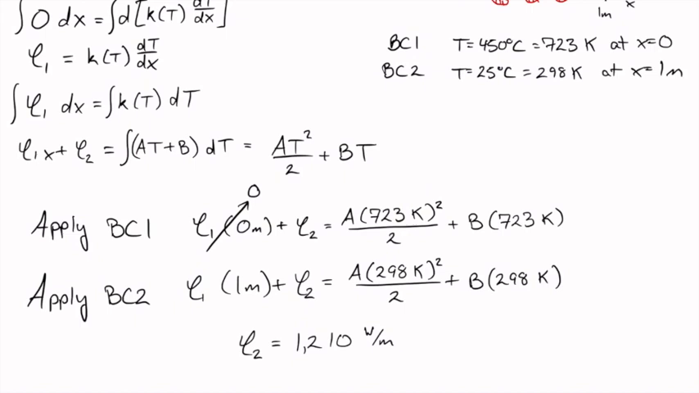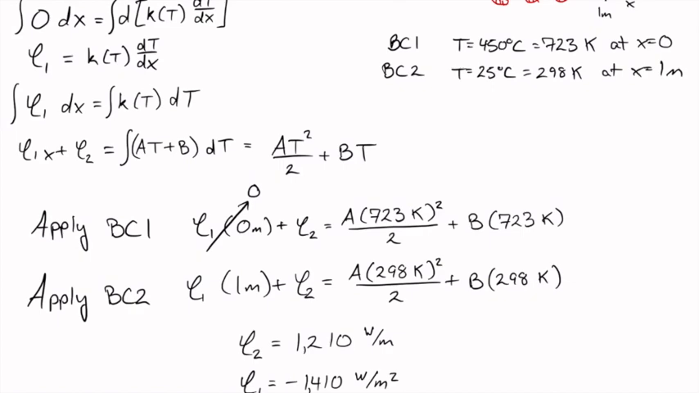Take care to make sure that your units are correct, and one way you can check to see if you've derived a correct solution is often that you get reasonable units. Next, we'll plug in C2 into our second equation and use that to solve for C1, and we get that C1 is negative 1,410 watts per meter squared.